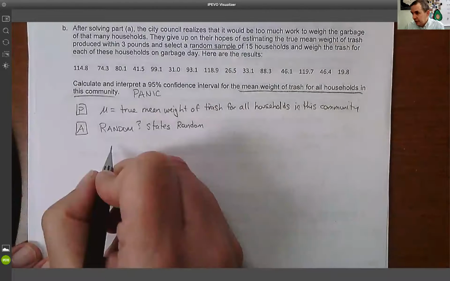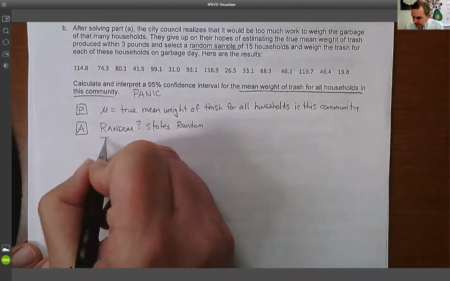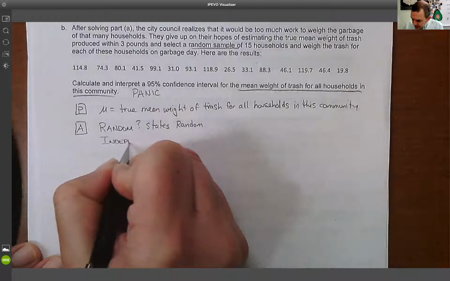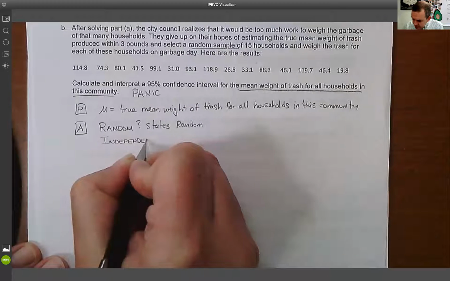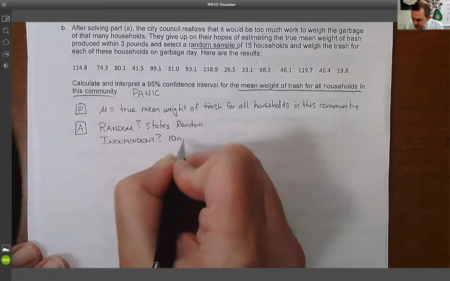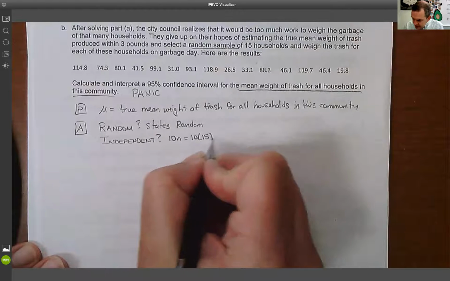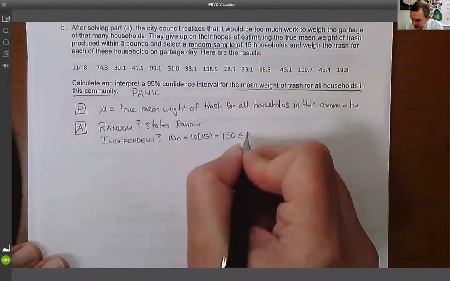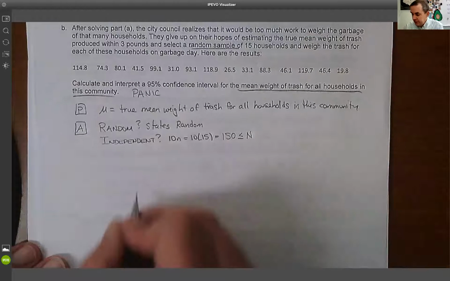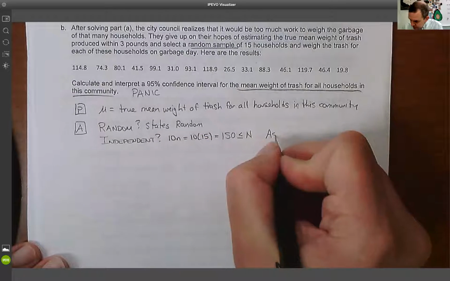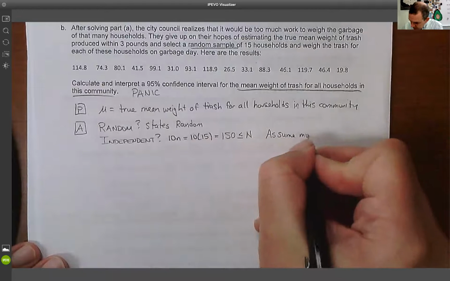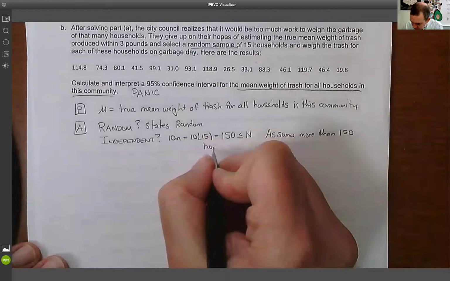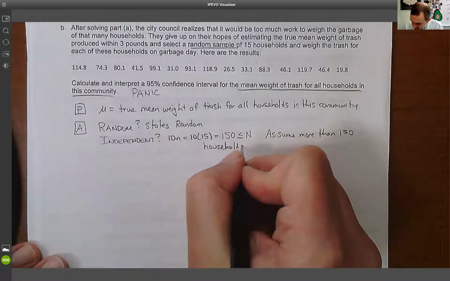Okay, next one we're going to look at is independent. And independent is the 10n check. So we're going to do 10 times n, or in this case, 10 times 15. And that's 150. We're going to compare that to the population of households in this community. What I'm going to say is I'm going to assume more than 150 households in this community.